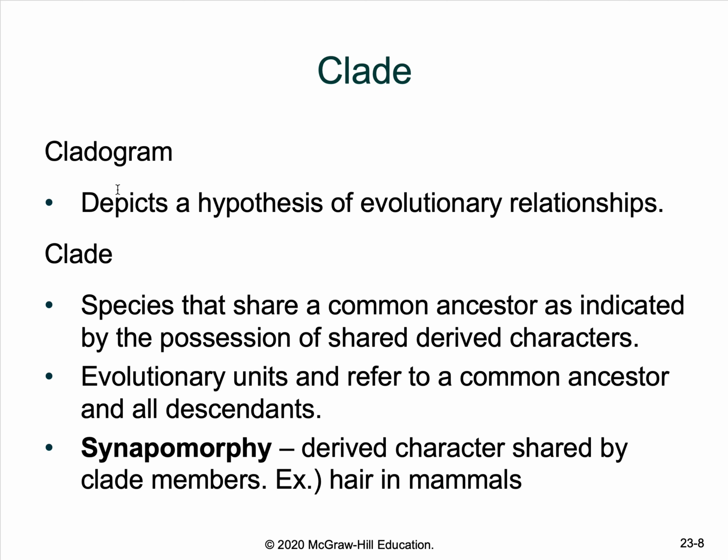Okay. This gives you the actual definition of a cladogram. So again, a cladogram is something that we just saw. It depicts a hypothesis of evolutionary relationships. And then this is the word that we had mentioned earlier, synapomorphy: the derived character shared by clade members. And the example that I wrote here is hair in mammals, that any mammal has hair. That's something that they all share. It's a trait that they all share.